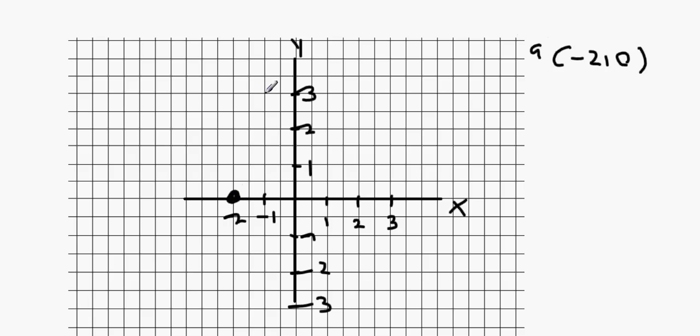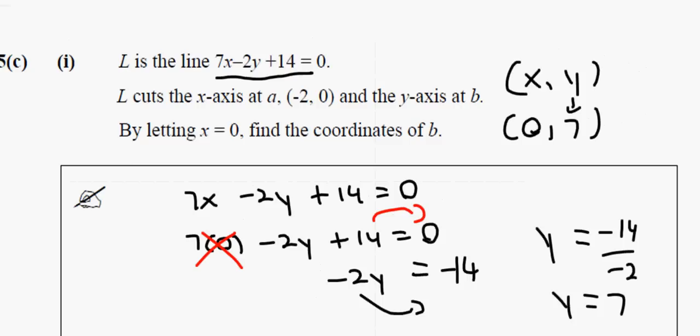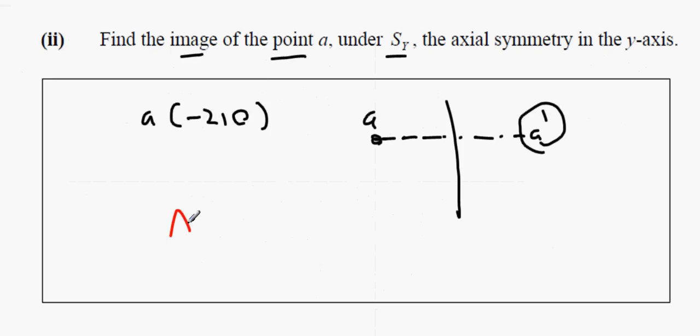We want to see how far it has to go to get to the y-axis, and then how much further is the image, like it's in the mirror. So the mirror image of this is going to be this much in and this much out. So the answer is going to be 2, 0. So the image of A is 2, 0.